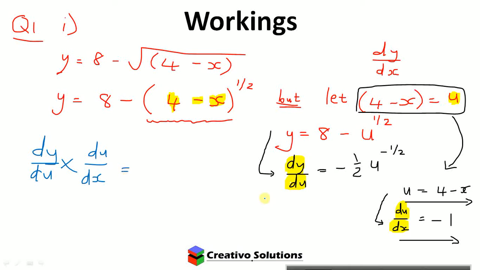Okay, then I'm going to multiply the two together. So dy over du times du over dx. The u's are going to cancel, and then you'll be left with dy over dx. So I need to write down both. Okay, what is the u?